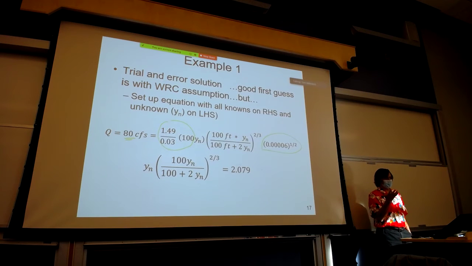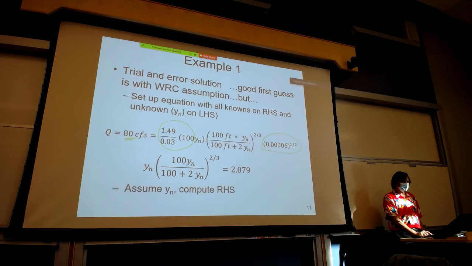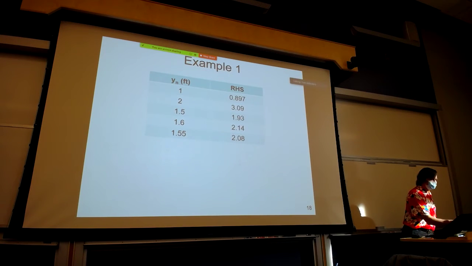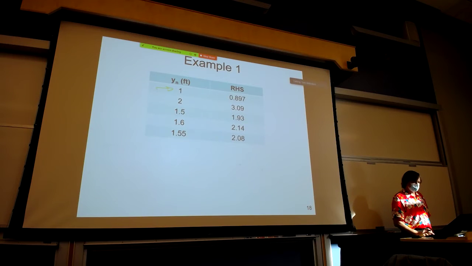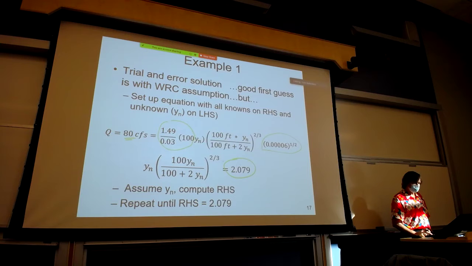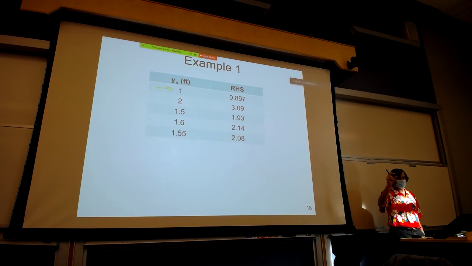And again, if you had a first guess, a decent way to get a good first guess is to use that wide rectangular channel assumption. But in this case, let's assume that we didn't use the wide rectangular channel assumption. So here you can see we're just guessing at values of y. And remember, the right-hand side, we want 2.079. So we guessed at 1, we get 0.897. We guess at 2, 3.09. We want 2.079, so we know the answer is between 1 and 2 right now.